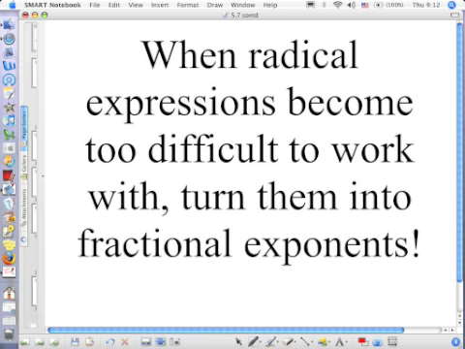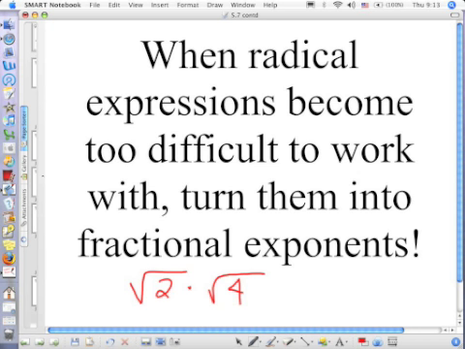All right, sometimes radical expressions are too hard to work with. Write this down. When radical expressions become too difficult to work with, we turn them into fractional exponents. See, up until now, we've multiplied stuff like this. The square root of 2 times the square root of 4. And since they were both under a square root, I could simply say that's the square root of 2 times 4, right? And I could put it together.